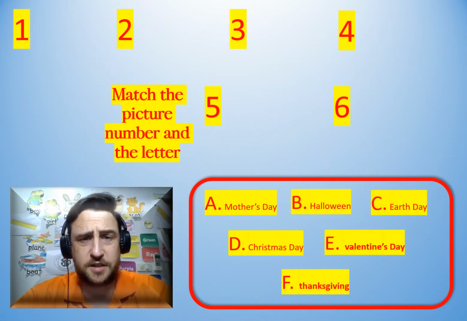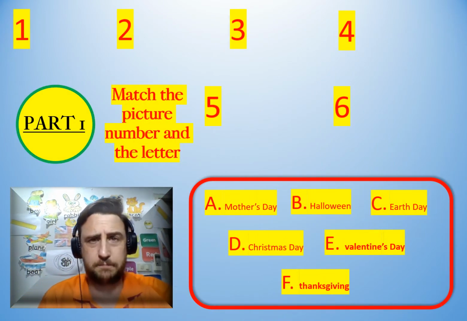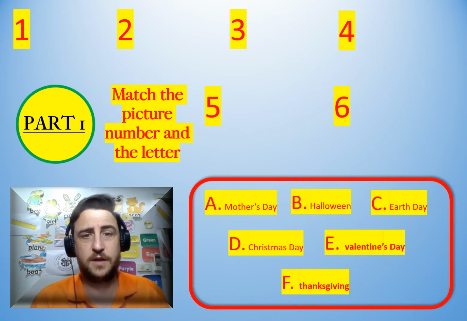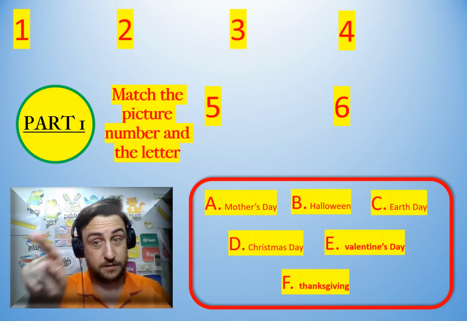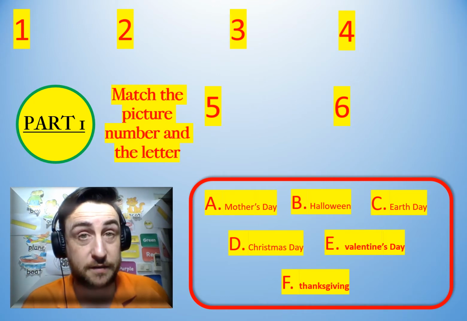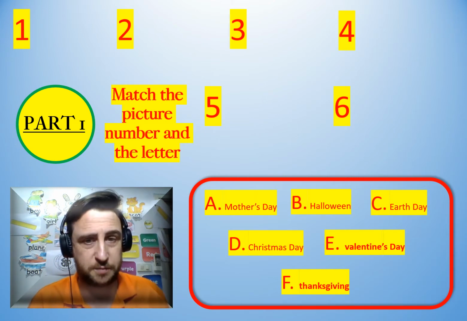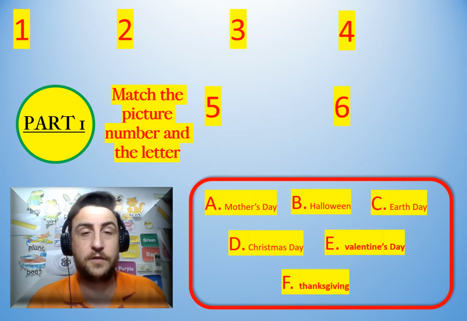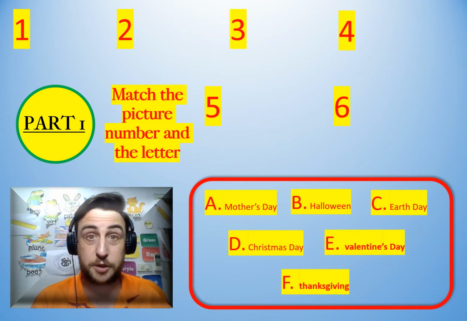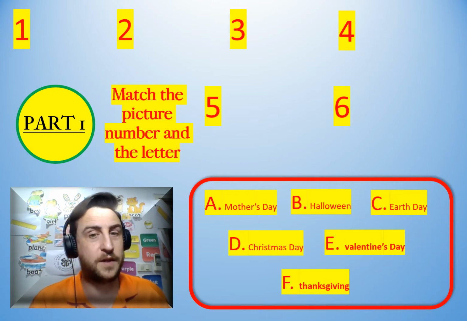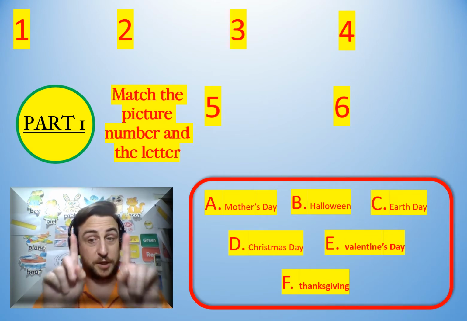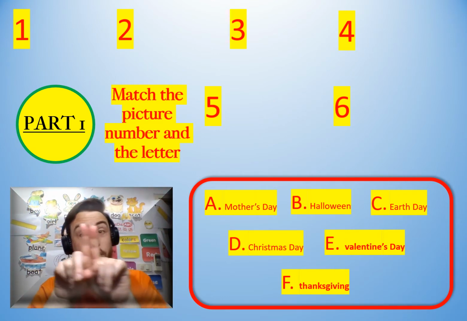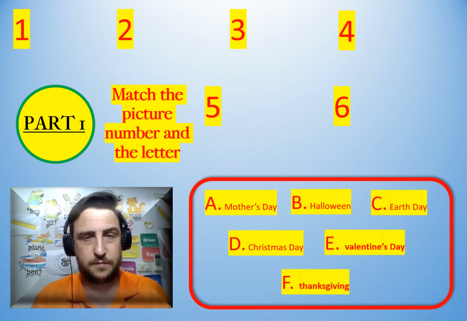Okay, this is the start of the quiz. This is Part 1. You can see 6 numbers, 1, 2, 3, 4, 5, 6. You can see 6 letters in the red square, and they have the special days. So one letter has one special day. A is Mother's Day, B, Halloween, and so on. So what you have to do is match the picture, which I will show you, and the number with the picture. So the picture and number come together, and you must match the number with the picture to the letter.